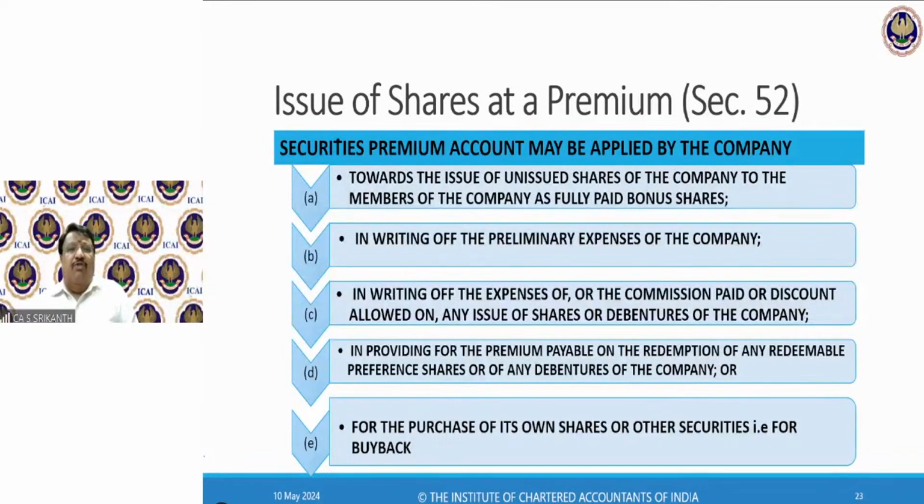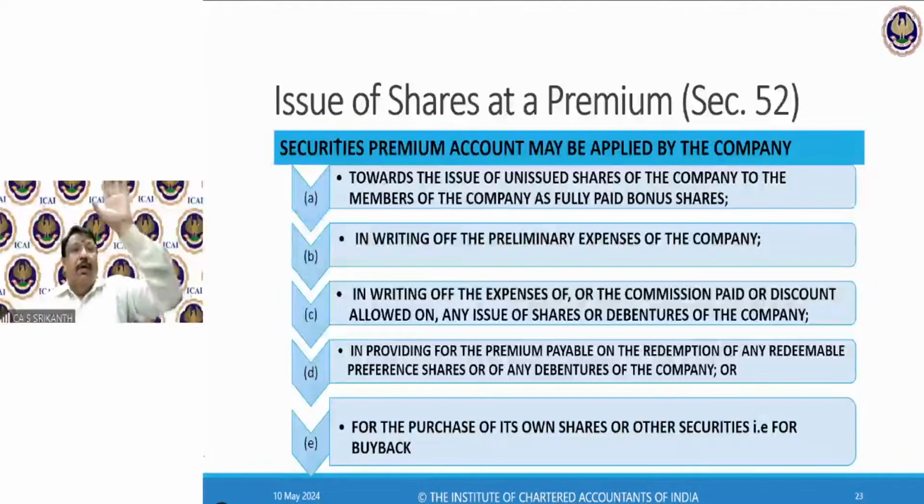In writing off the expenses of, or the commission paid, or a discount allowed, if you are a listed company or above 500 crore, you cannot. Any other company can. Providing for premium payable on redemption of any redeemable preference shares: all companies can do this, listed companies also. For purchase of its own shares or other securities, that is for buyback, securities premium account can be used. If you want to buy back your own shares, you can use the securities premium account.